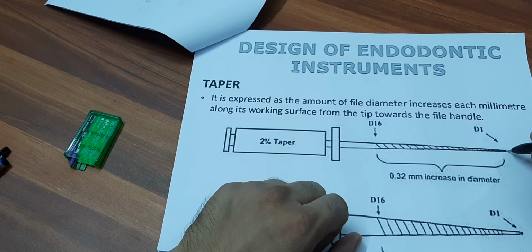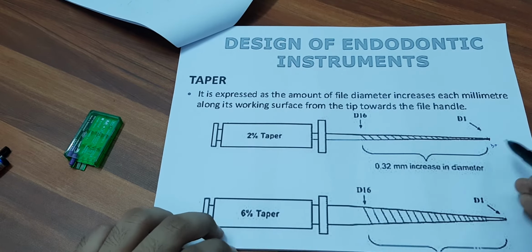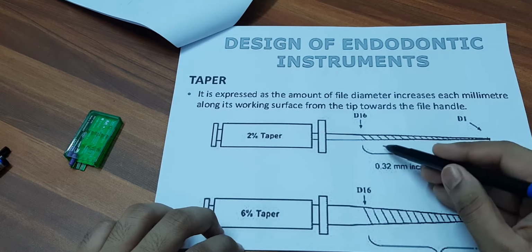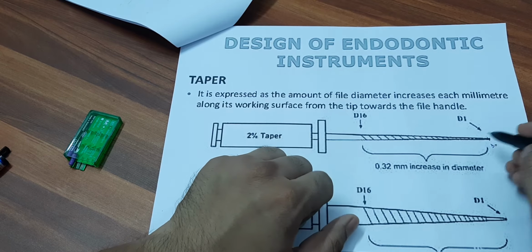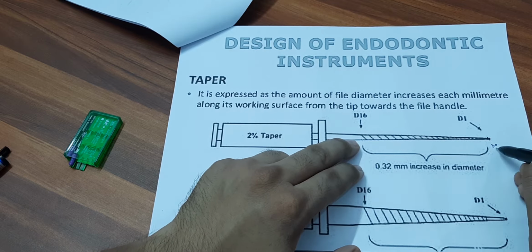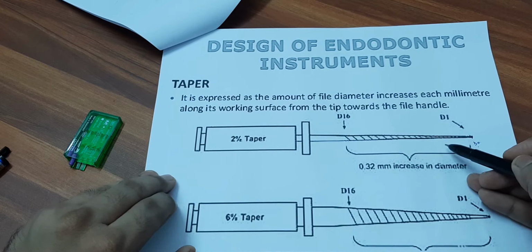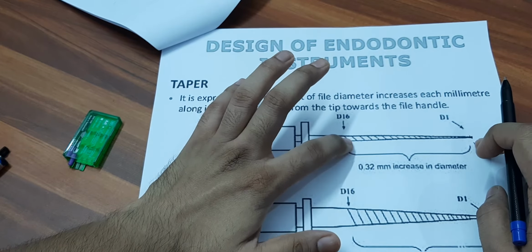The tip is considered D0, and the first point is called D1. Every file has a working or active part of around 16 mm. This 16 mm is equally divided into 1 mm steps from D0 to D16. The entire length of the working part is 16 mm. If we are aware of this, it is now much easier for us to understand.